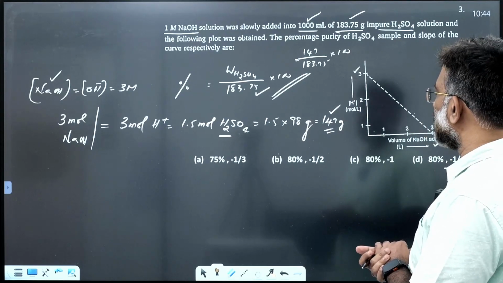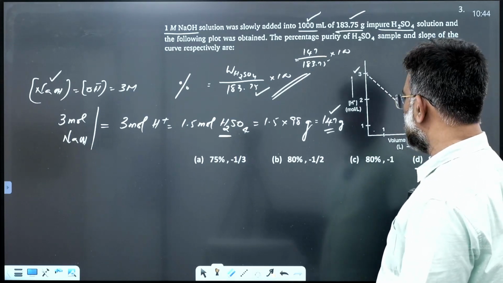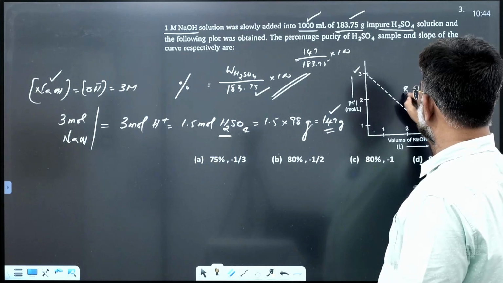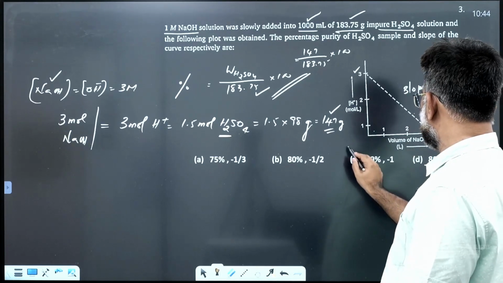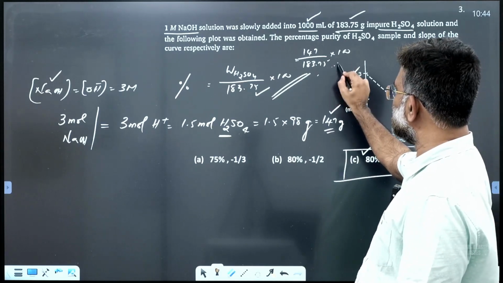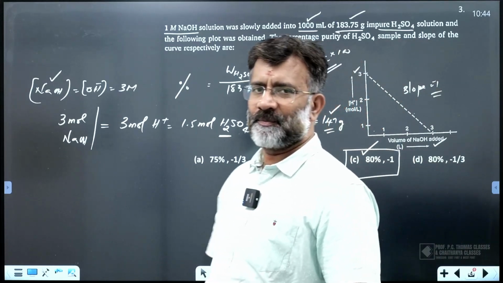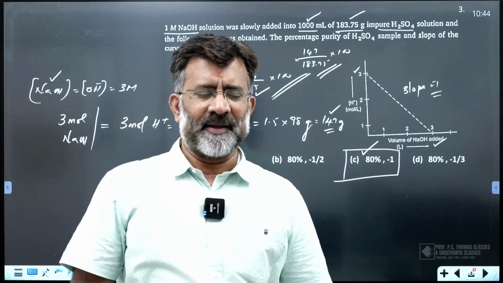What about the slope? Slope is 3 by 3, 1. Minus 1 is the slope. Very simple, slope is equal to minus 1. Slope equal to minus 1 is the only choice, and that is the answer. The percentage is 80% purity and the slope is minus 1. Right? A beautifully narrated question.